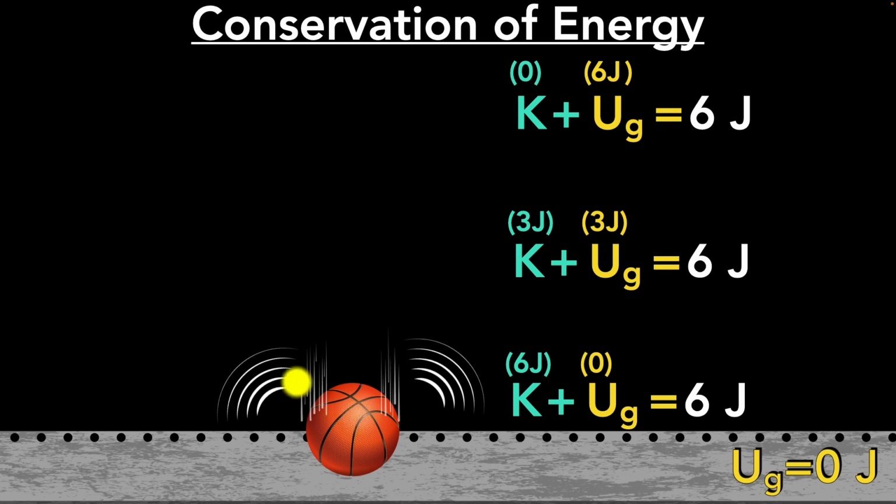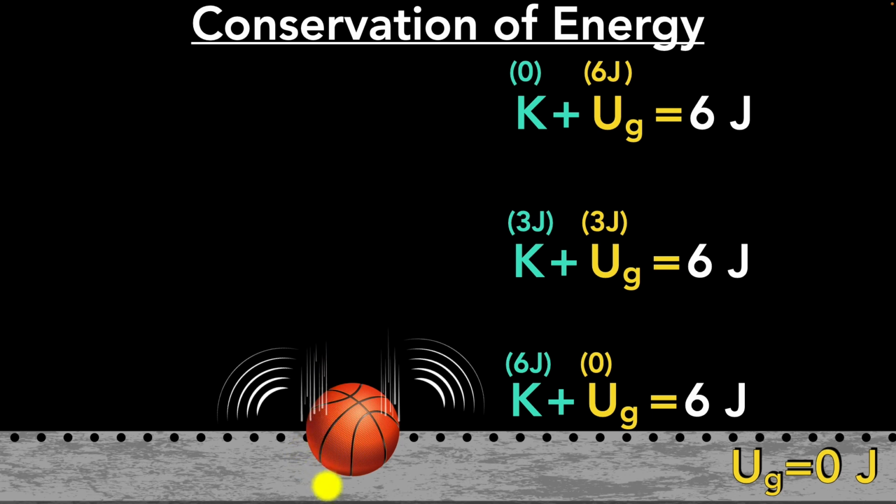It doesn't disappear though. It's now a part of the air, and that energy might end up in your eardrums and make your eardrums vibrate. It's there, but it's no longer part of the Earth-ball system. Also, as the ball falls, it collides with air molecules, transferring some of its energy to them. This heats up the air slightly, and that's another form of energy loss to the surroundings.